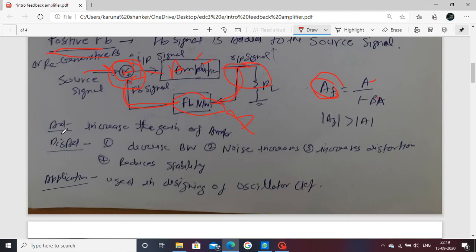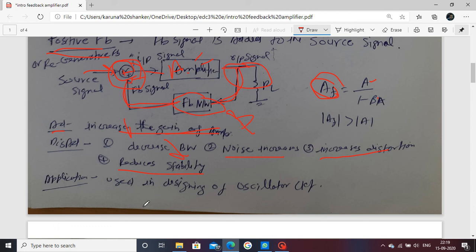In positive feedback, the advantage is that it increases the gain of the amplifier. The disadvantage is that when the gain of the amplifier increases, since we have already seen that the gain bandwidth product is constant, the bandwidth decreases. This is written here: the disadvantage is decreased bandwidth. Noise increases when positive feedback is used, distortion also increases, and stability is reduced.